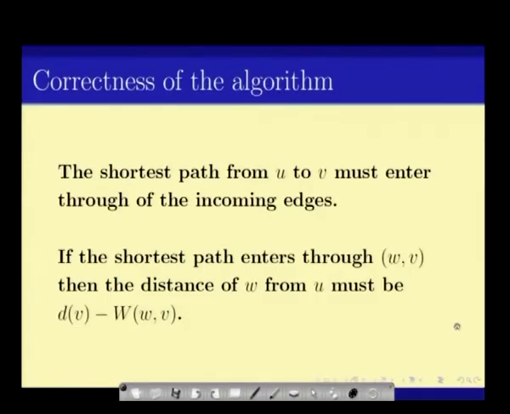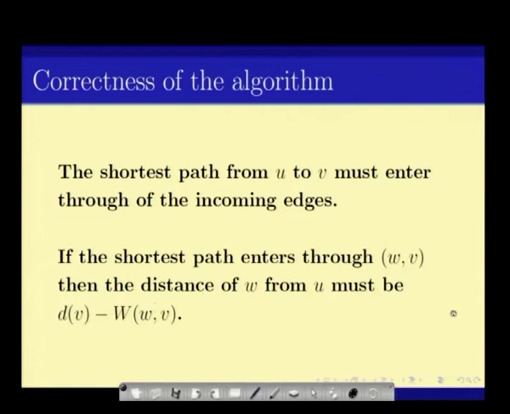The correctness of the algorithm of course follows from the fact that the shortest path from u to v must enter through one of the incoming edges, and if the shortest path enters through w, then the distance from w to u must be exactly this. So, the shortest distance dv will be dw plus this one, which is the edge weight of w v.